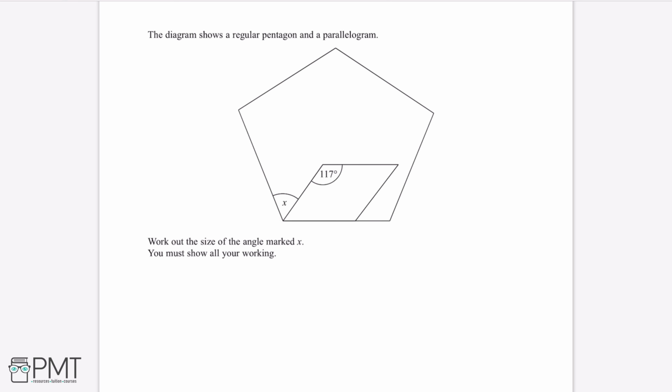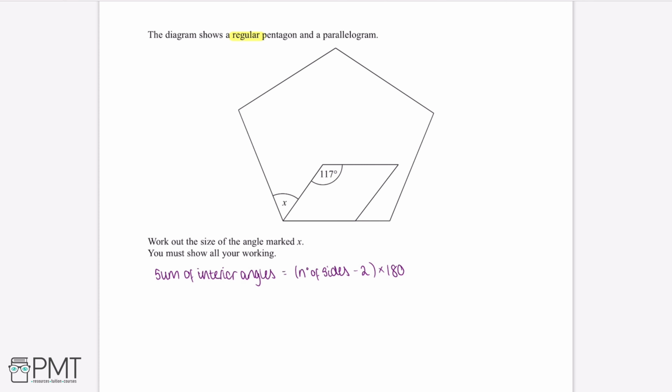pentagon. Now we are told that this is a regular pentagon, and what this means is the length of all the sides are the same and all of the interior angles will be the same. So the first thing we can do is work out the sum of all of the interior angles in this pentagon. Now the general formula for the sum of interior angles is that the sum of the interior angles is equal to the number of sides minus 2 multiplied by 180.